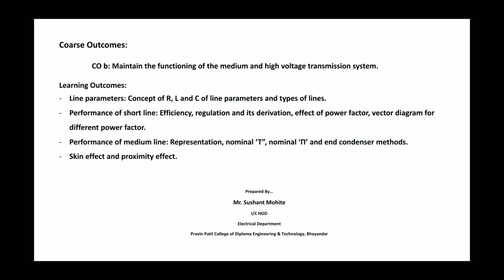The next is the course outcome of unit number 2, that is to maintain the functioning of the medium and high voltage transmission system. The next is the learning outcomes of unit number 2. The line parameters, the concept of R, L and C of line parameters and types of line. The next, performance of short line, the efficiency, regulation and its derivations, effect of power factor, vector diagram for different power factor. Then performance of medium line, representations, nominal T, nominal pi and end condenser methods, and the last one is the skin effect and proximity effect.